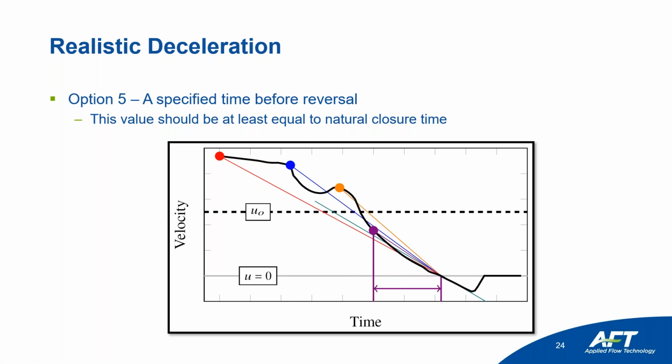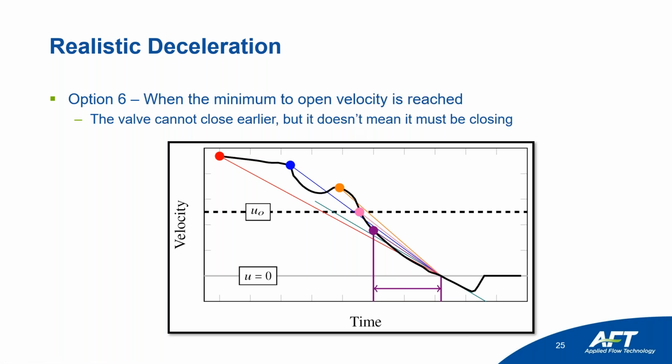That value should be at least equal to the natural closure time. Again, that's something that I haven't defined until now, and that is essentially what would happen if you, again, for the swing check valve, just in stagnant flow, open the check valve and let go of it, how long would it take to close? So if you're using a value shorter than that for this specified interval, that's maybe a little suspect.